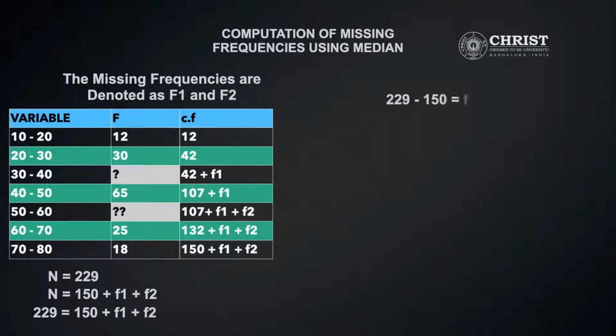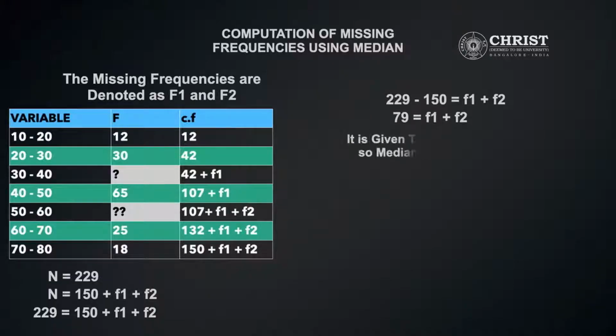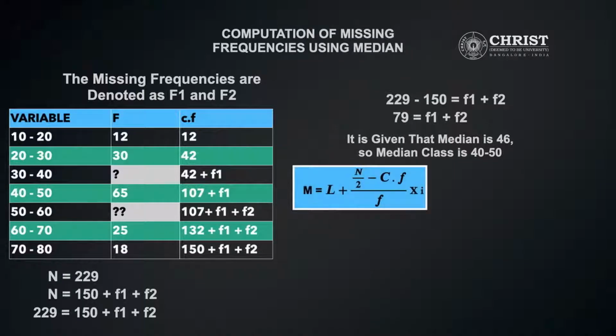Now 229 minus 150 is equal to F1 plus F2, meaning 79 is equal to F1 plus F2. I told you we are going to find the first missing frequency and then substitute that value in this equation and we will get the value of F2. It's given that the median is 46. Now the median class will be 40 to 50. So you know the equation for median is M is equal to L plus N by 2 minus cumulative frequency divided by f into i.